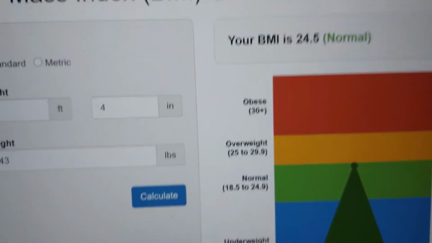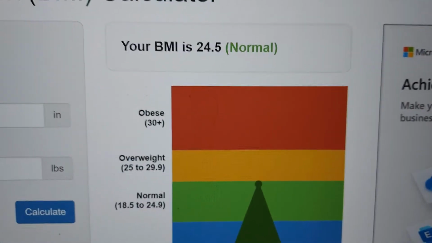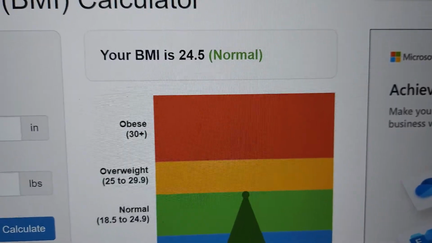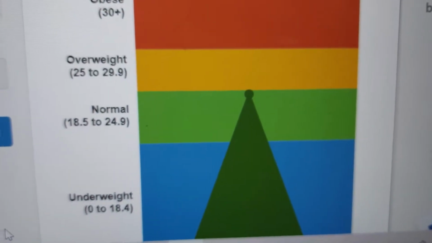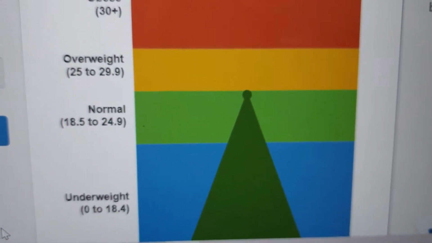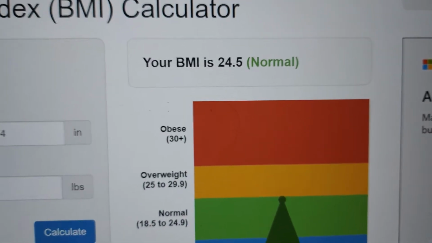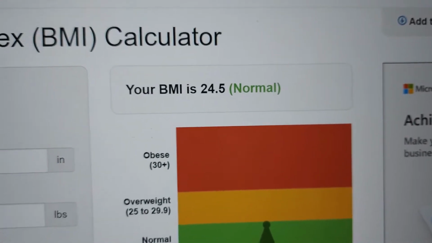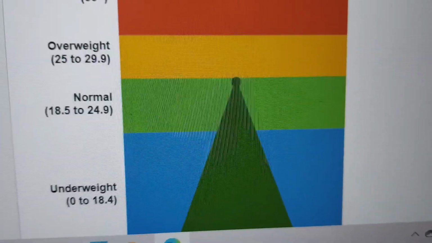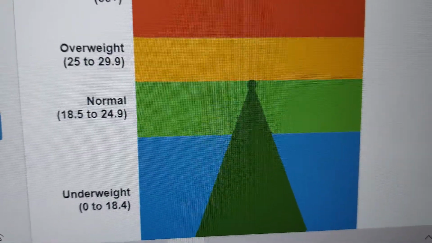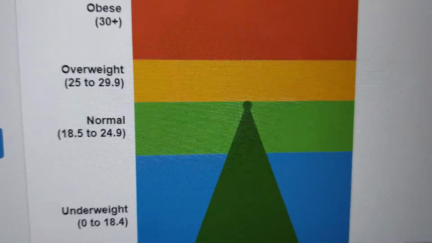Calculate. So my BMI is 24.5. Let's check. Normal weight is 18.5 to 24.9. Wow. Mine is 24.5. So you have to congratulate me, because at my age of 55, I still belong to the normal level.